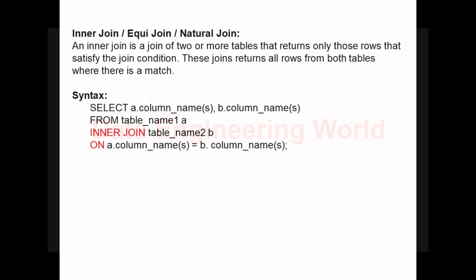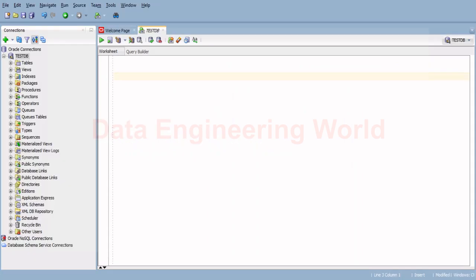Now let's do some practical examples to use inner join. So here we are in our SQL Developer. Here we will be using two tables, namely EMP and DEPT. We call them the employee and department tables also. So let's first see what is there in the employee table and what data is there under the department table.